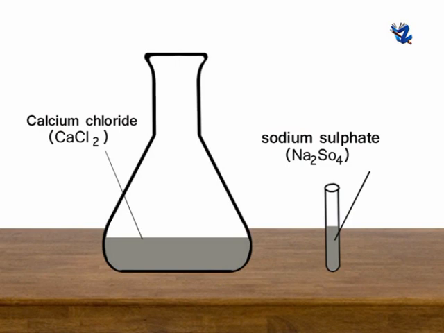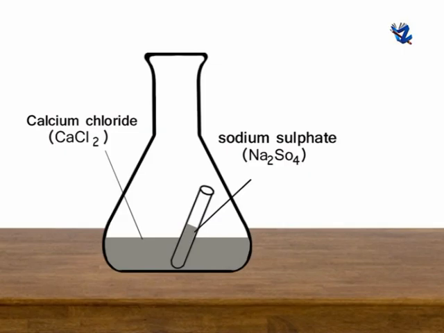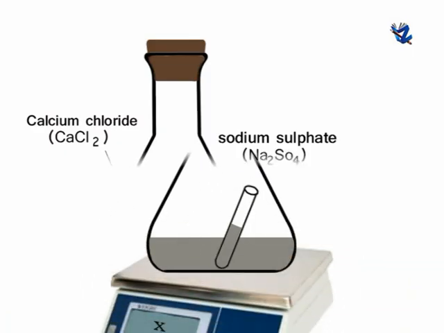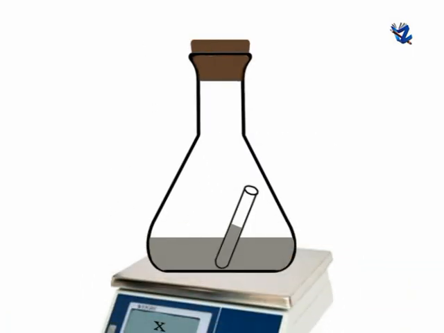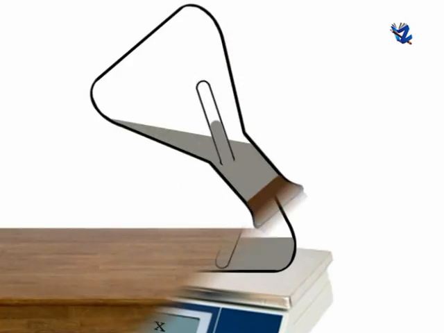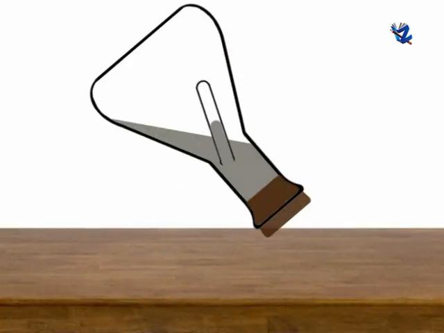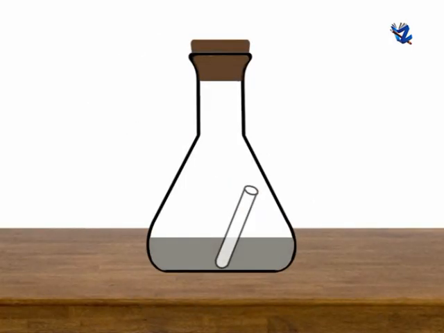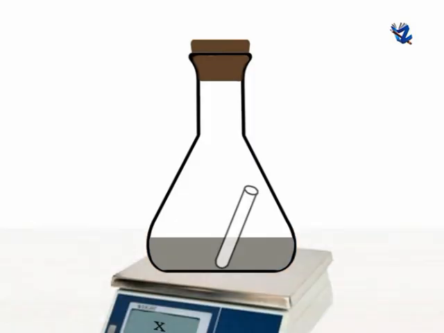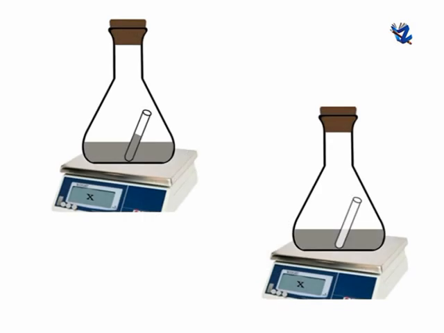Take a solution of calcium chloride in a conical flask and a solution of sodium sulfate in a test tube. Tie a thread to the test tube and insert it in the conical flask. Seal the conical flask with an airtight rubber cork and weigh using a balance. The weight is X. Now tilt the conical flask so that the solution in the test tube gets poured in the conical flask. Now weigh the conical flask again. Oh, what do you find? The weight is same, X.